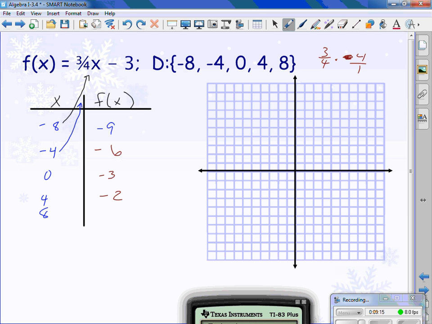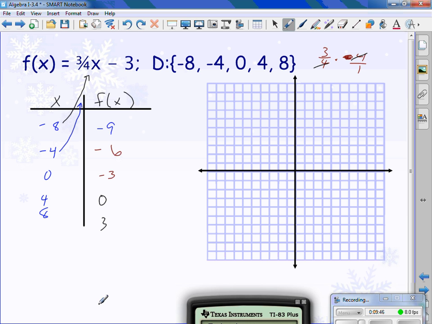3/4 times 8. Yeah, wait a minute. It's 0. Because this is 3. 3 minus 3 is 0. 8 times 3/4 is 6. 6 minus 3 is 3.